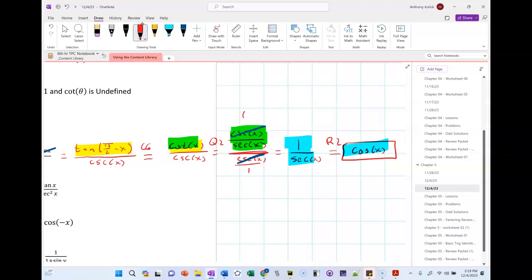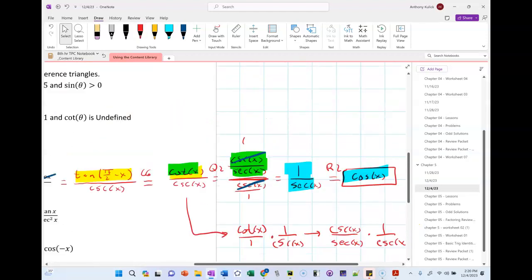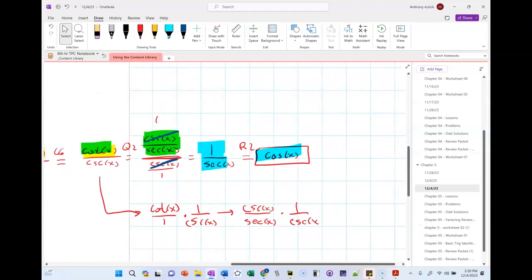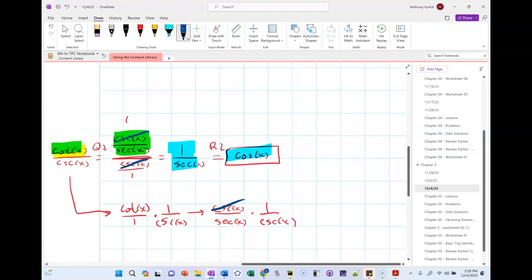Okay. Can I point out that maybe sometimes an easier way of thinking about this, when I'm about to use a quotient identity, is instead of cotangent over cosecant, to think about cotangent over 1 times cosecant over 1. So when I use Q1, I can think about it this way. And that's a little bit cleaner for me.